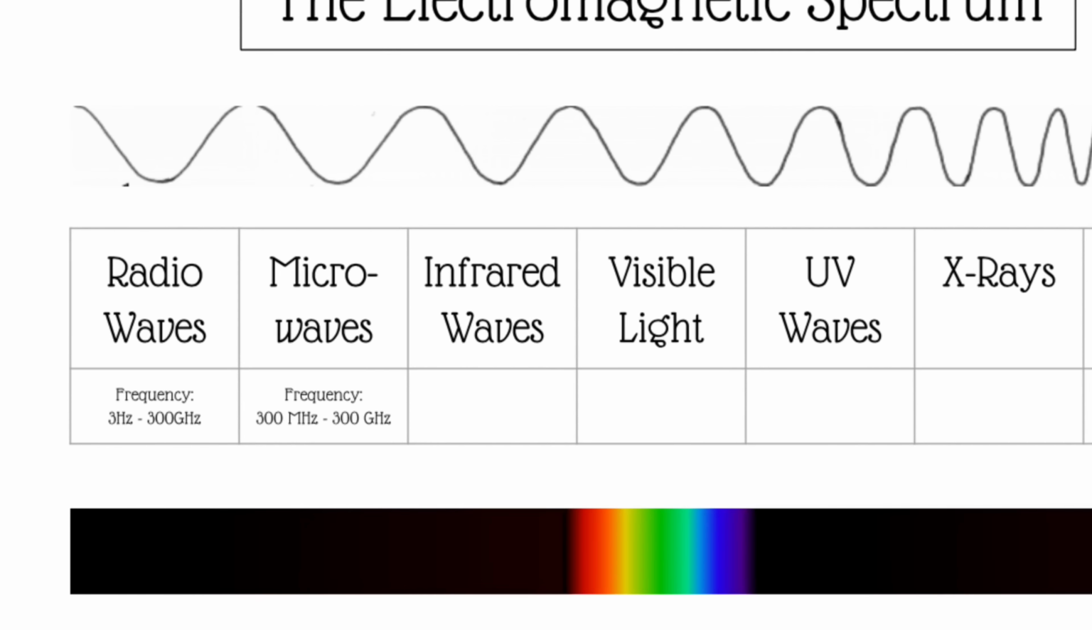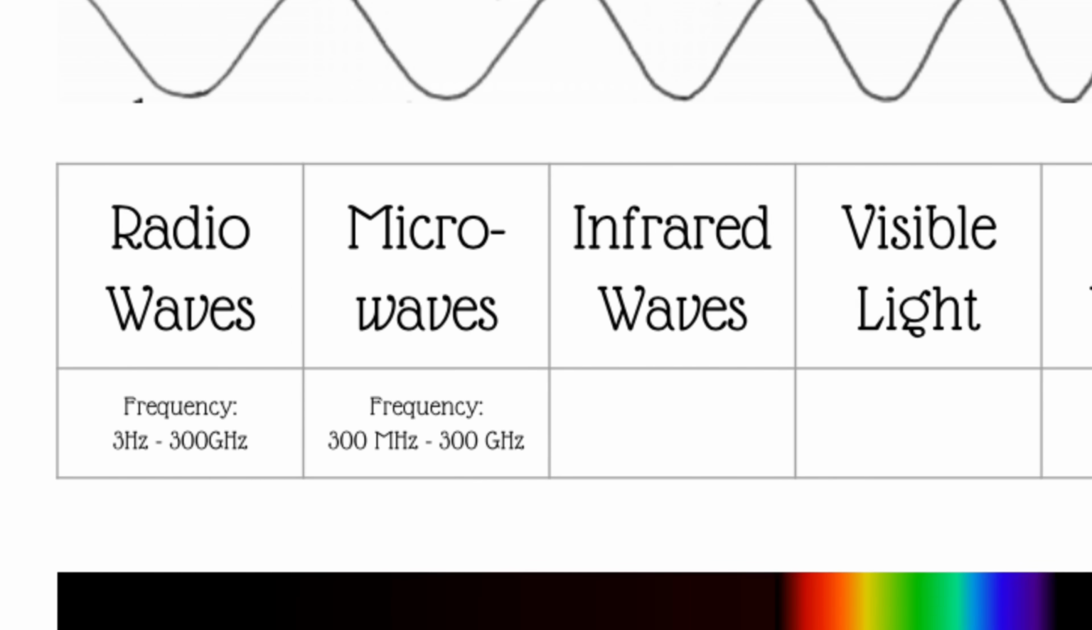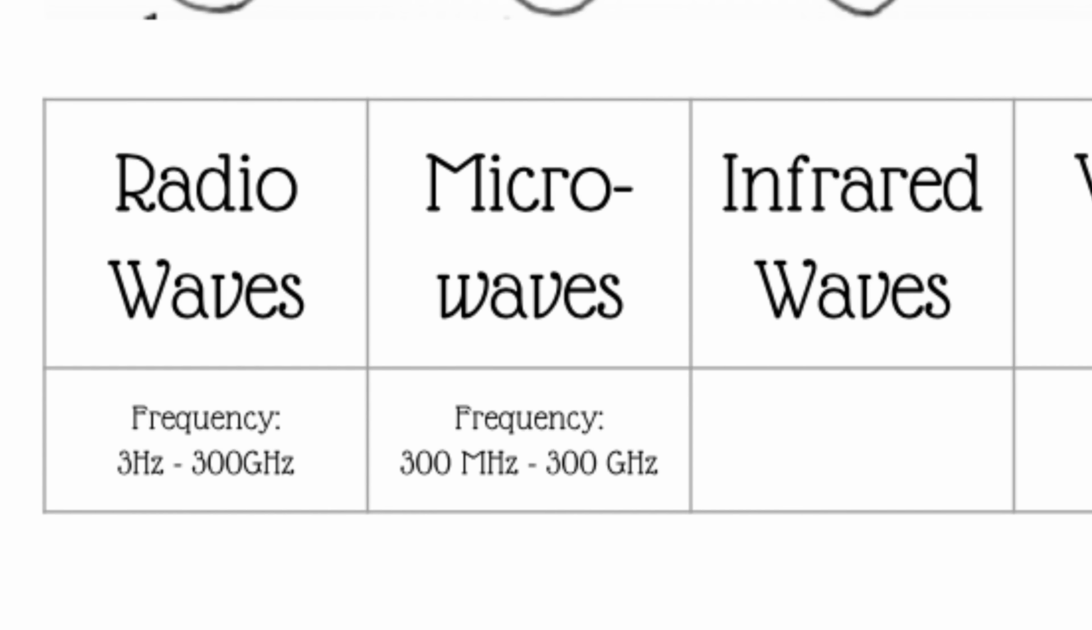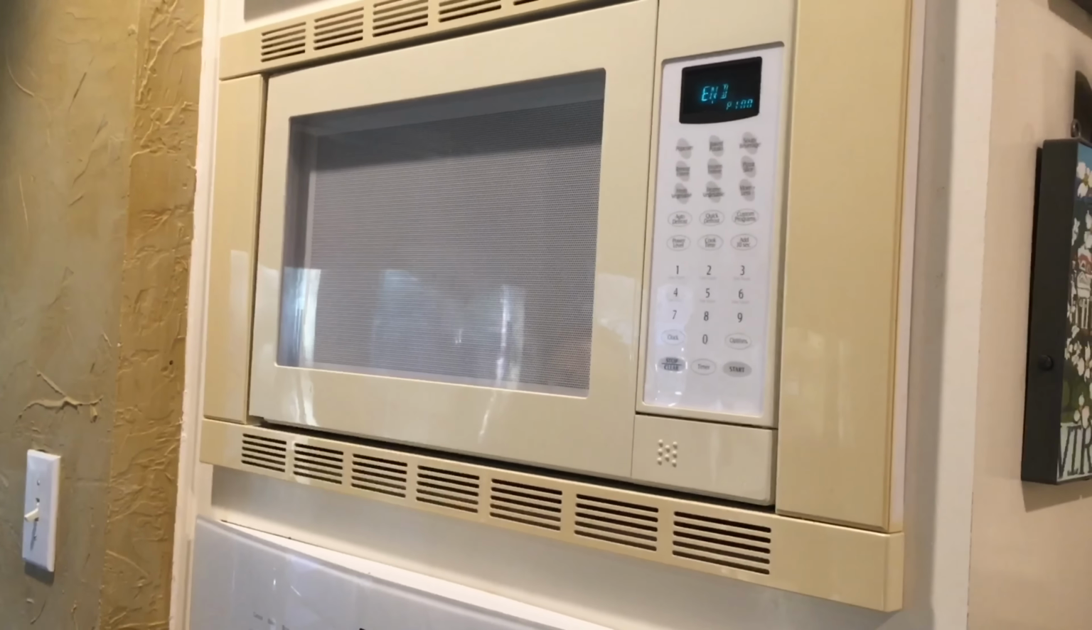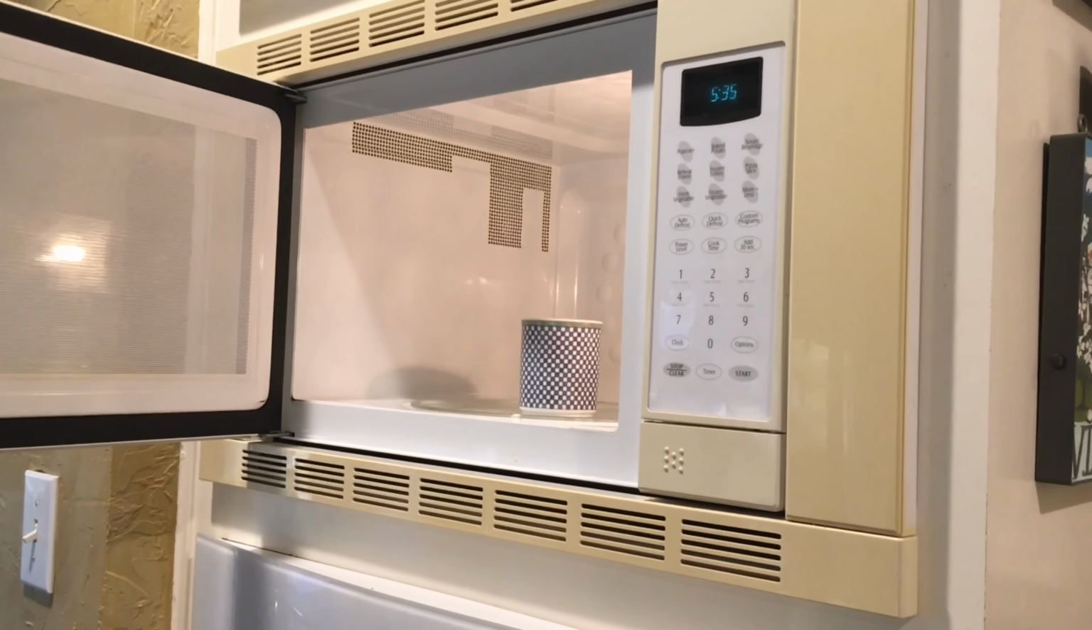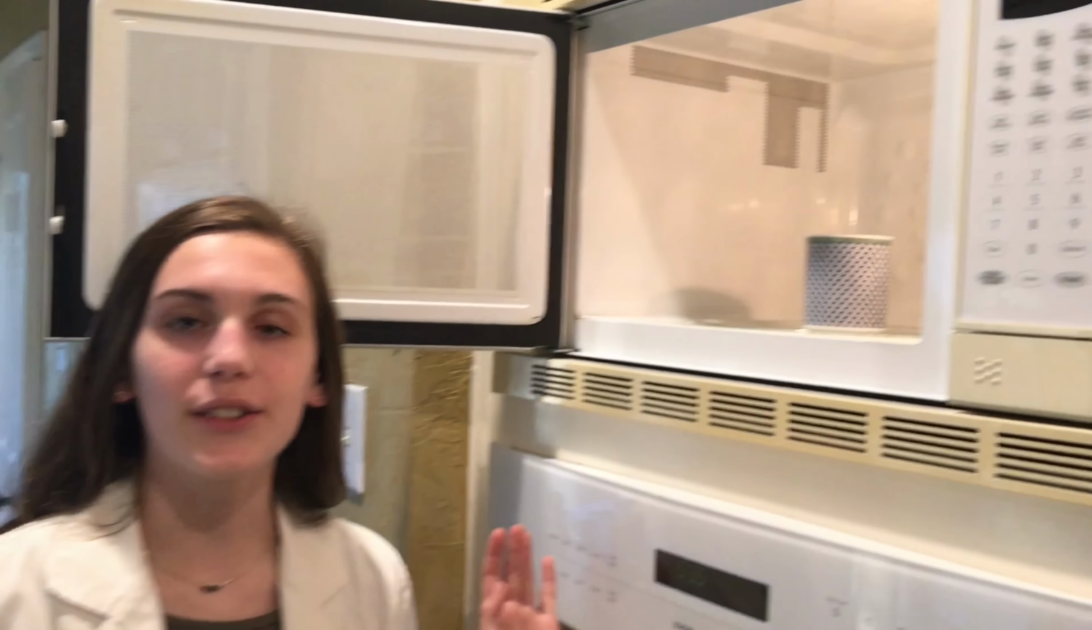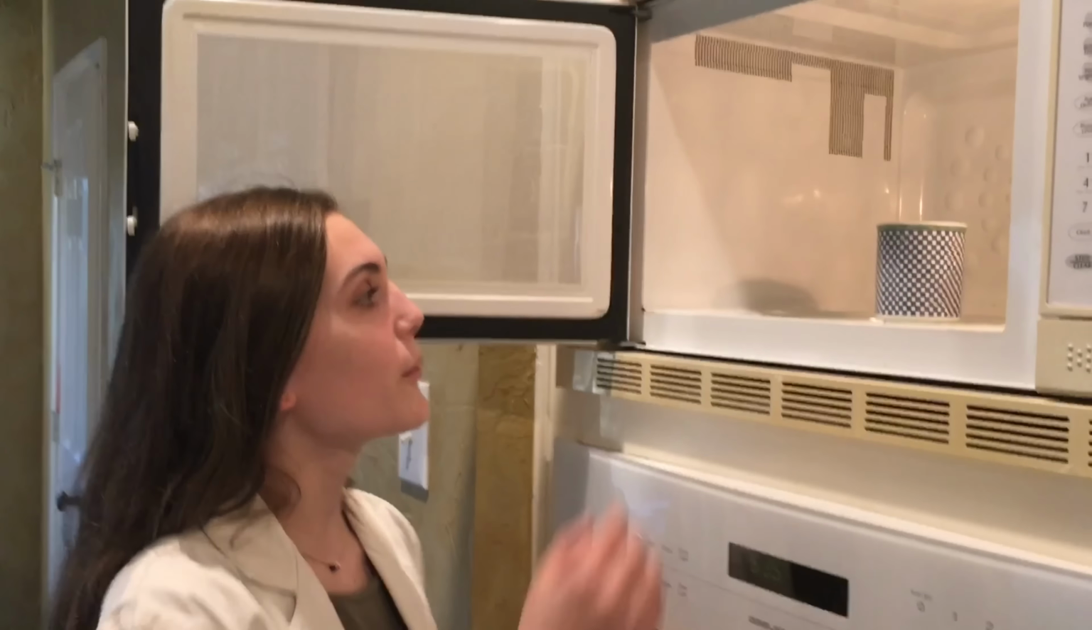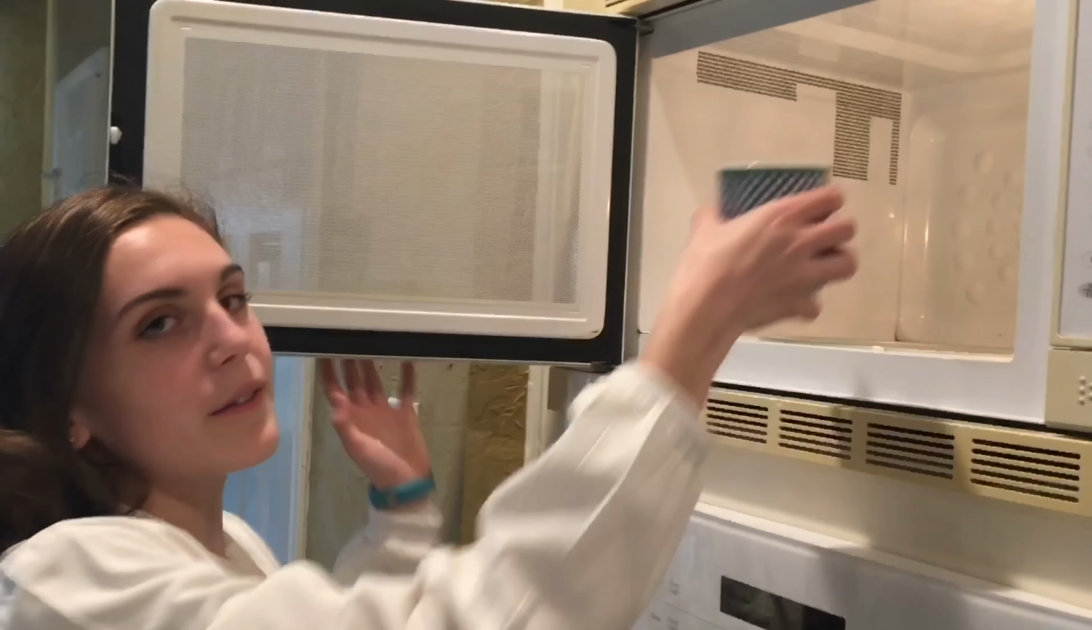Microwaves have a wavelength between 1 meter and 1 millimeter. Their frequency ranges from 300 megahertz to 300 gigahertz. I think we all know the first thing that comes to mind when I say the word microwave. A microwave! True to its name, microwave ovens use microwaves to heat food. The wavelengths of these waves is about 1 foot.